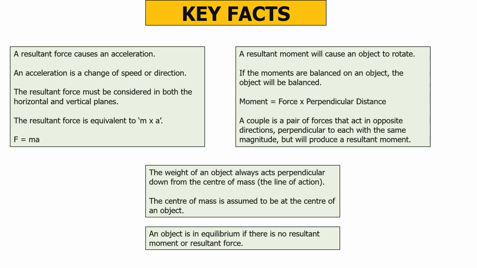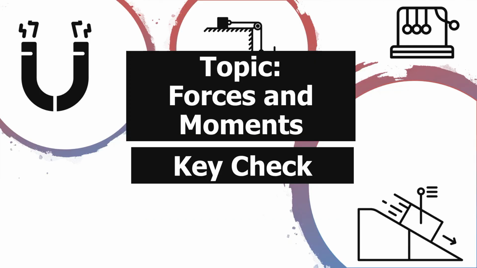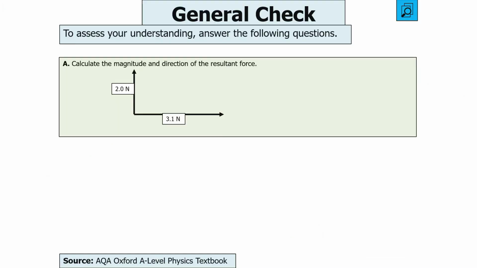Now, an object is in equilibrium if there's no resultant moment or resultant force. So let's have a look at some key check questions to do with forces and moments. Our first question says, calculate the magnitude and the direction of the resultant force.